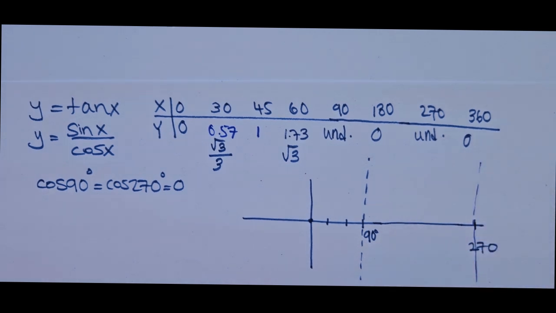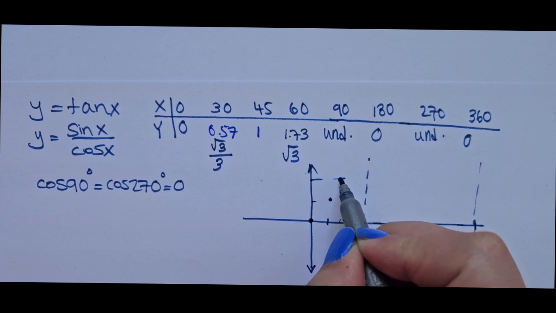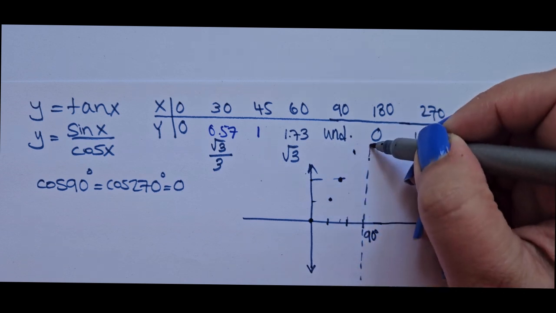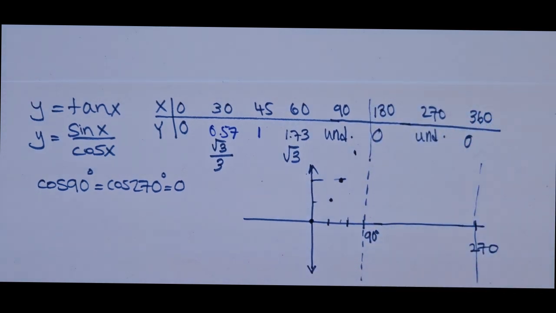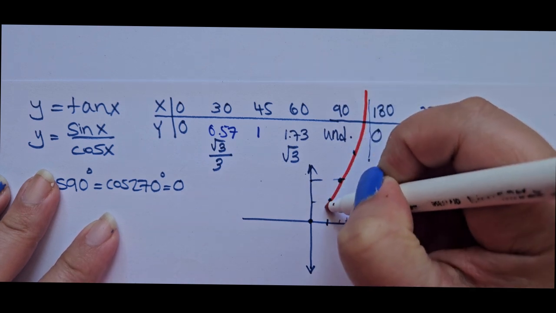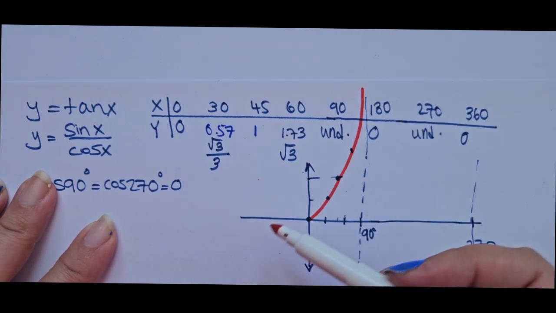But let's see the values between 0 and 90. At 0, it's 0. At 30, it would be almost 0.5. At 45, which is around here, it's 1. And then at 60, it's here. But 90 is a very important point. It's your asymptote. That means your graph gets very close to this line but never touches it. So this is the curve you would get.